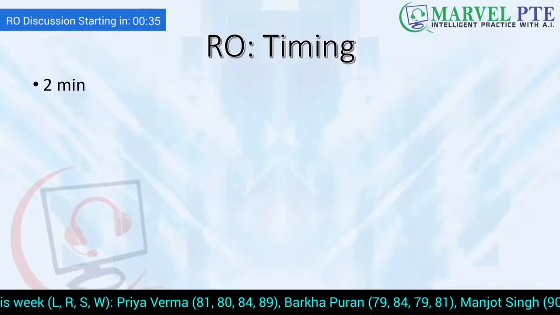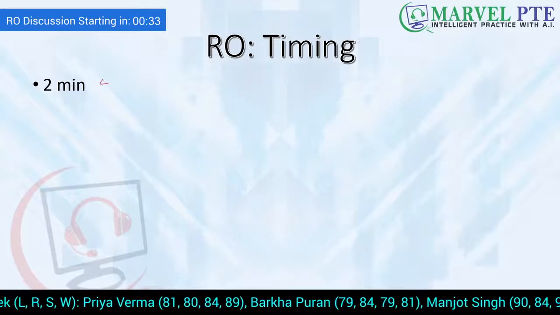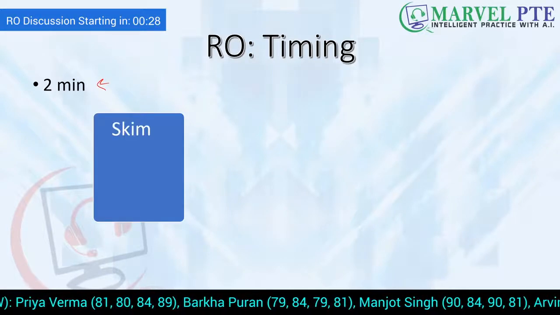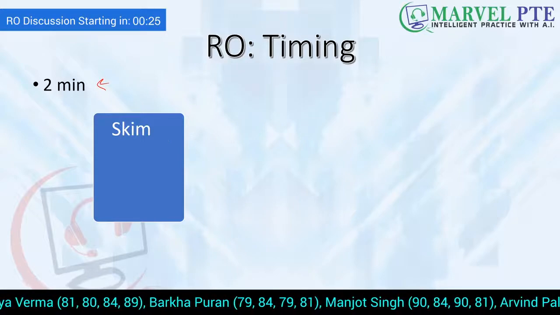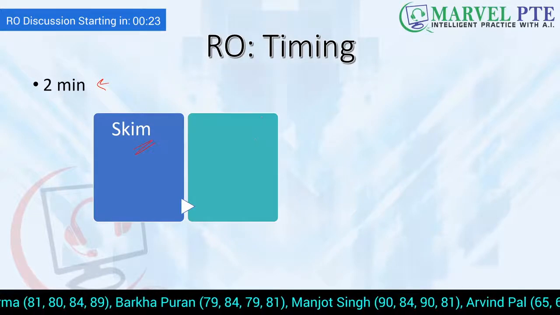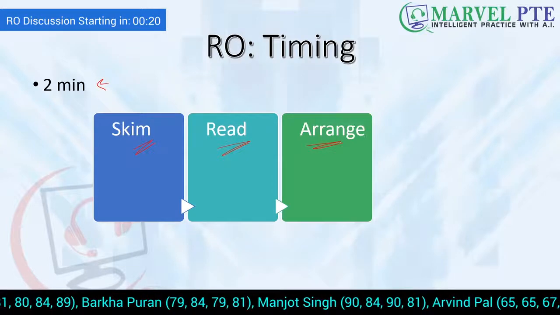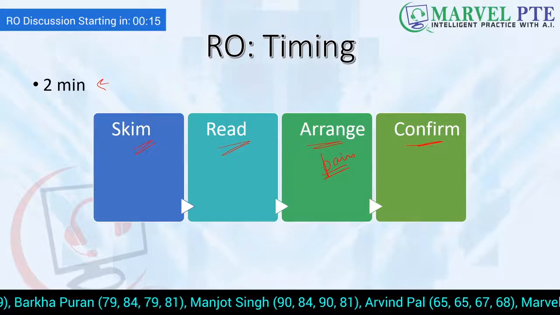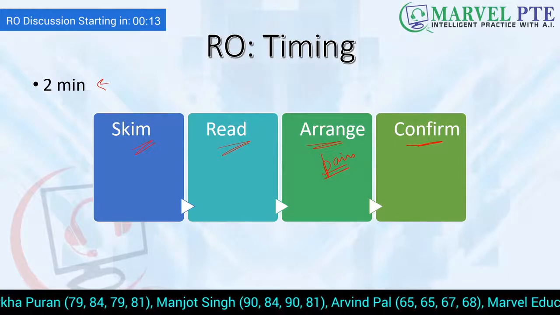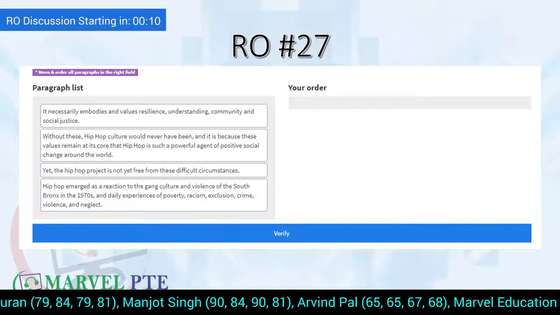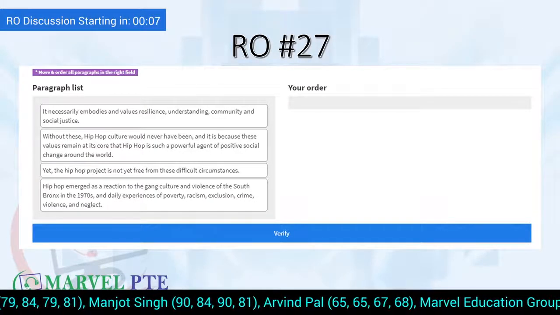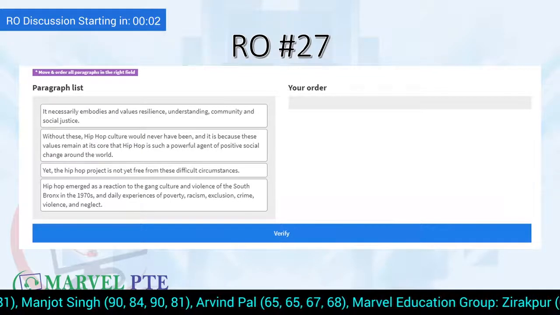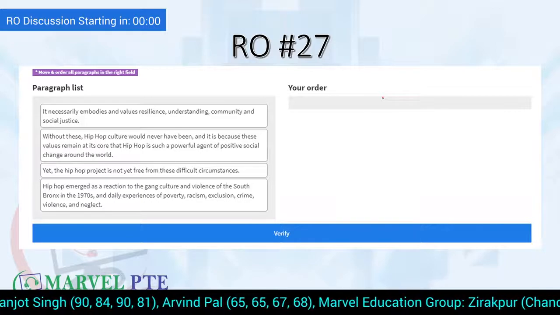Okay. And as per our big data analysis, we have found out that you can just spend 2 minutes on solving your reorder paragraphs. And in those 2 minutes, you have to skim the reorder paragraph sentences. Then you have to read them. Then you have to arrange them in pairs. And after arranging them in pairs, you have to confirm or proofread if the pairs which you have made are correct or not. And this is today's reorder paragraph. As usual, I'm going to give you 30 seconds to skim through this, and then we are going to discuss it. Your time starts now.